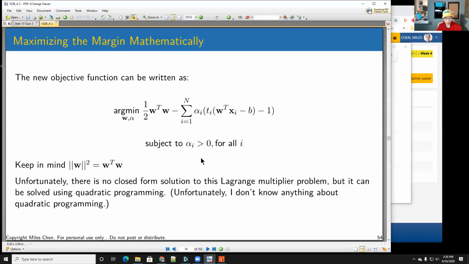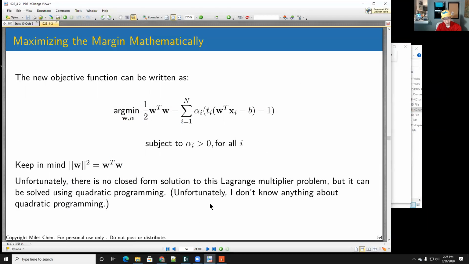So this is where we're stuck, and technically there's no closed form solution. Unfortunately there's no closed form solution, but apparently we can solve it using quadratic programming. I don't know anything about quadratic programming. I never tried to learn. I tried to read a little bit of help on quadratic programming, but I still couldn't quite figure it out. It's an iterative algorithm that you can use to solve this.